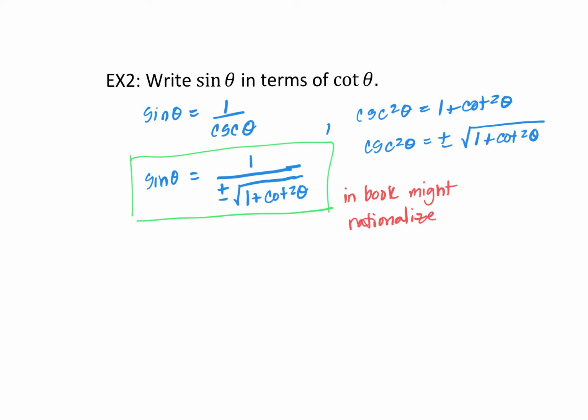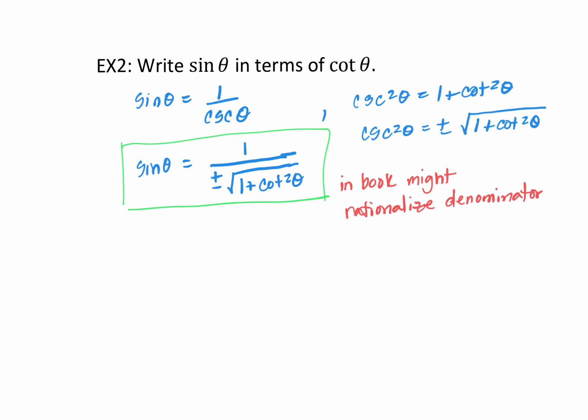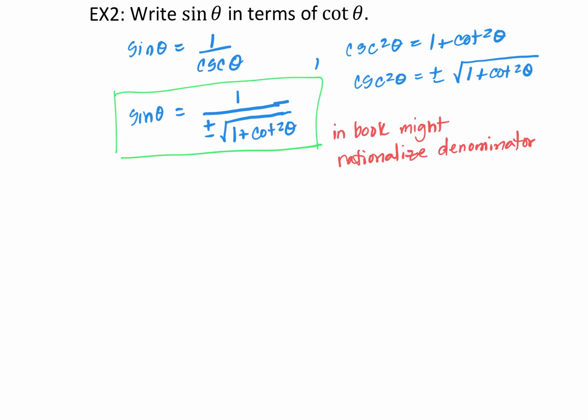But I don't expect you to do it for expressions that are kind of complicated like this. But if you did have to rationalize the denominator, you would simply, oh, now I'm going to run out of space. Get rid of the square root in the denominator by multiplying top and bottom by the square root. You don't have to worry about the plus minus, that can stay where it is.